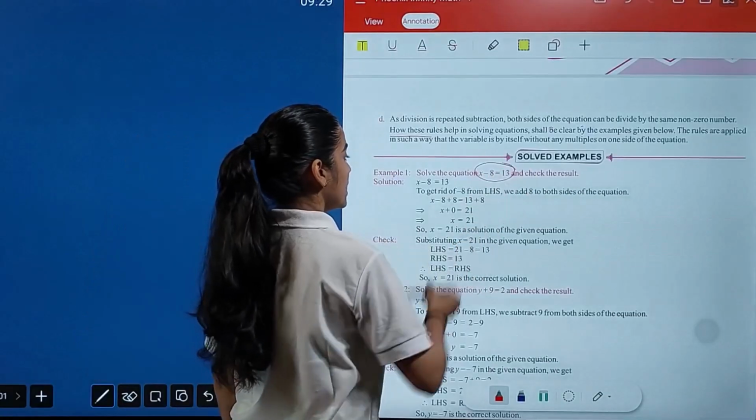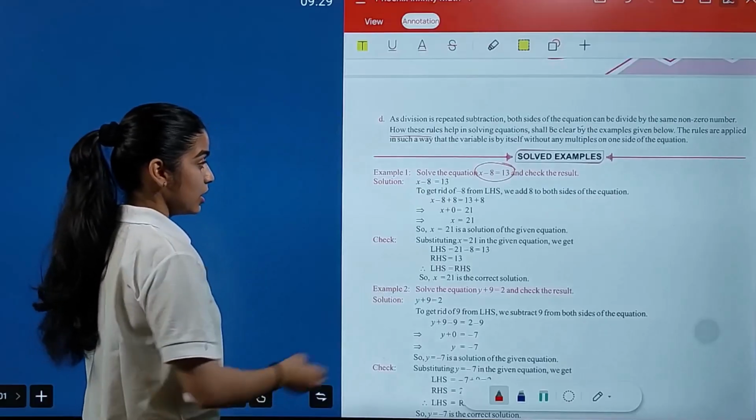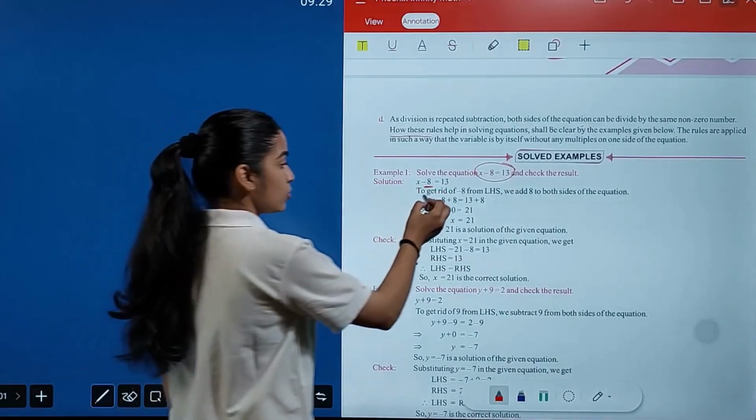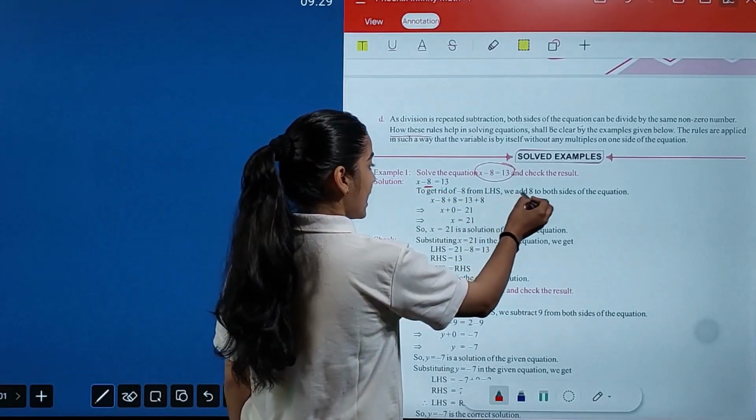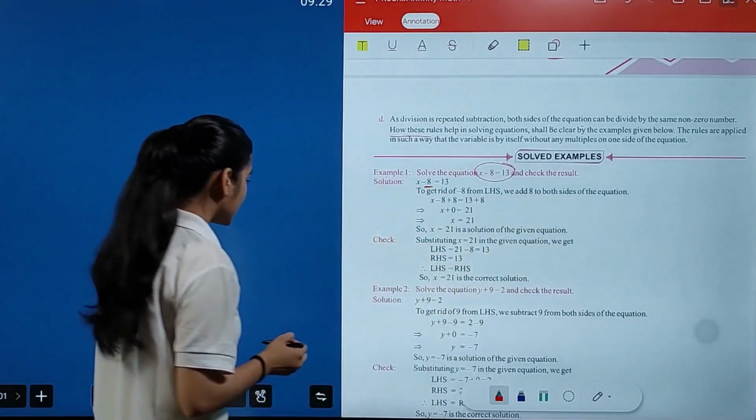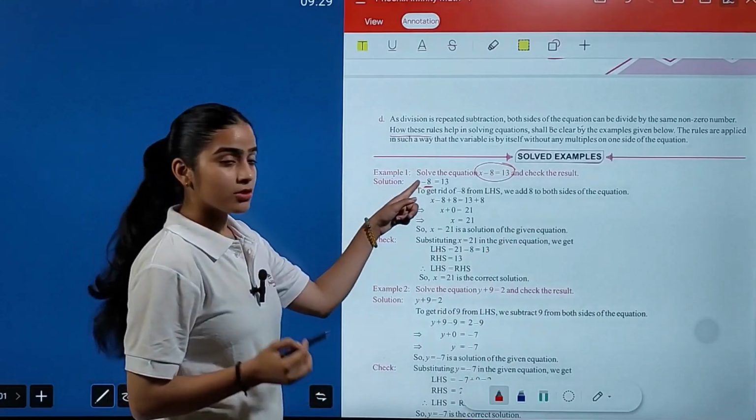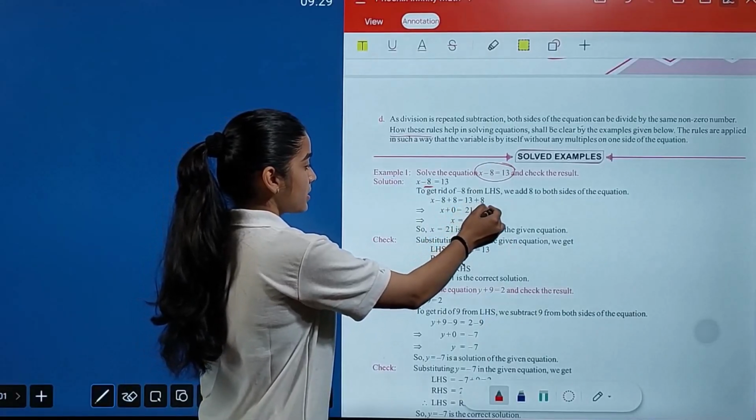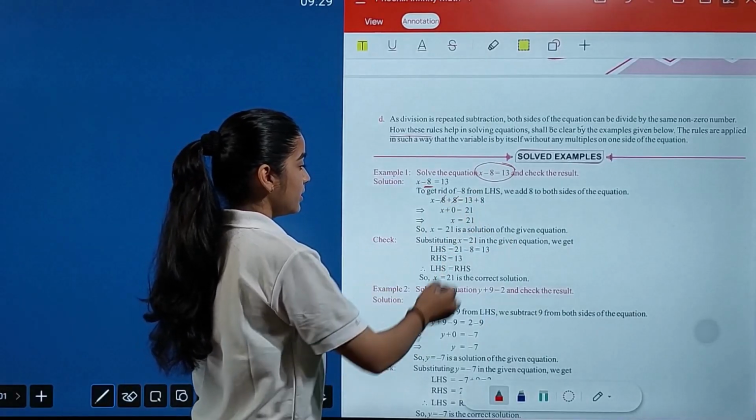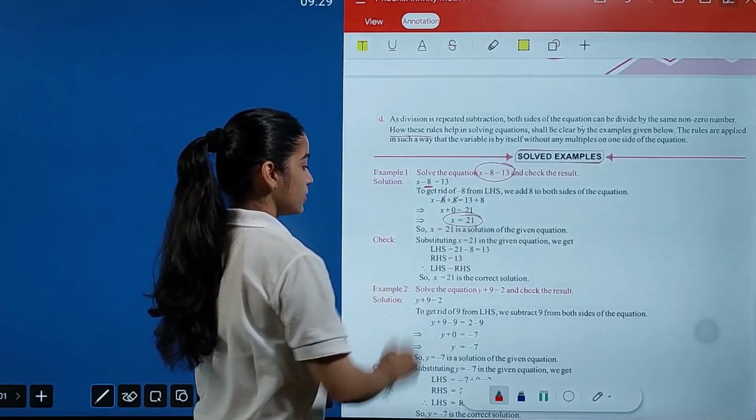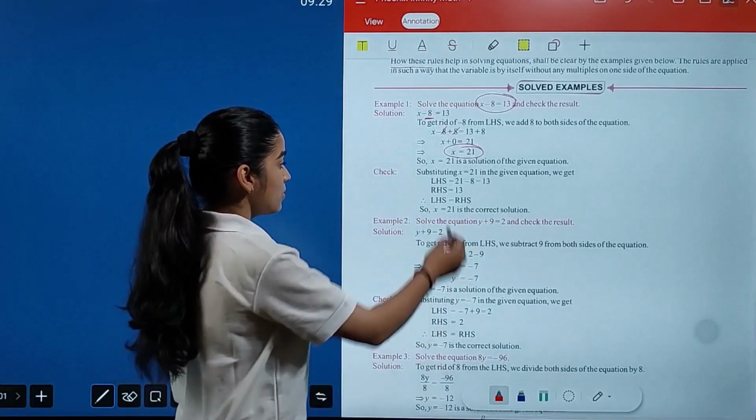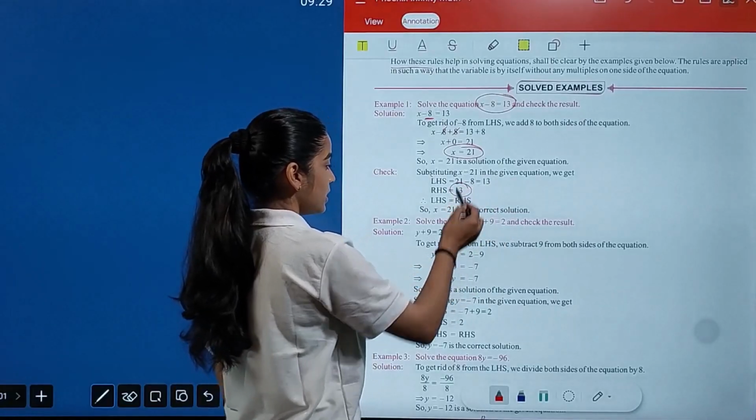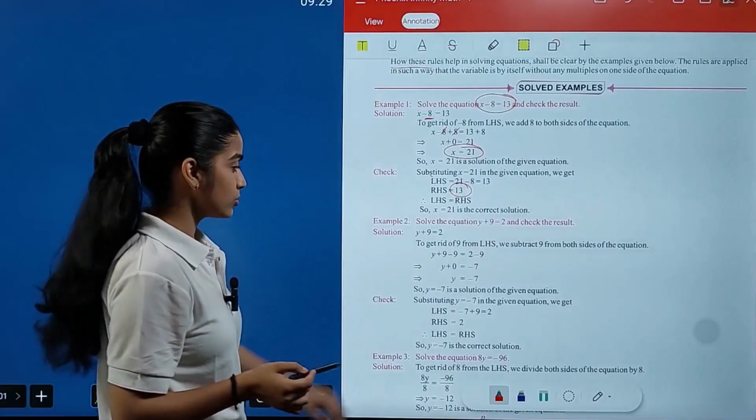So here we have x minus 8 is equal to 13. To get rid of minus 8 from the LHS, we add 8 to both sides. You just have to take the opposite of it. Here we have minus, so the opposite of minus is plus. x minus 8 plus 8 is equal to 13 plus 8. 8 cancels out with 8. So x is equal to 21. Now substituting x equal to 21 in the given equation, 21 minus 8 is 13. It means the left hand side and right hand side are both balanced.